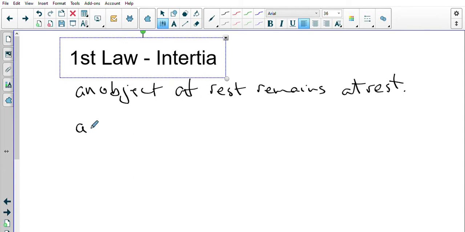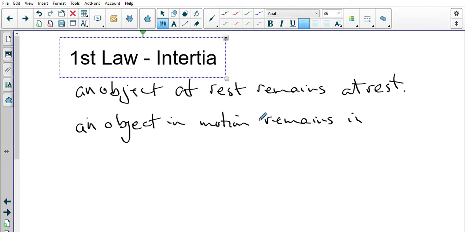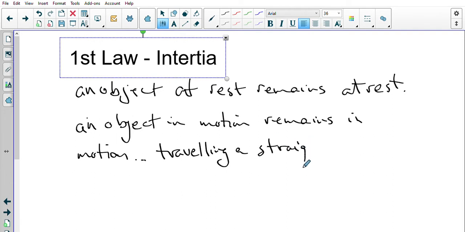But an object in motion remains in motion. An object at rest remains at rest. An object in motion remains in motion, traveling in a straight line, with constant velocity.